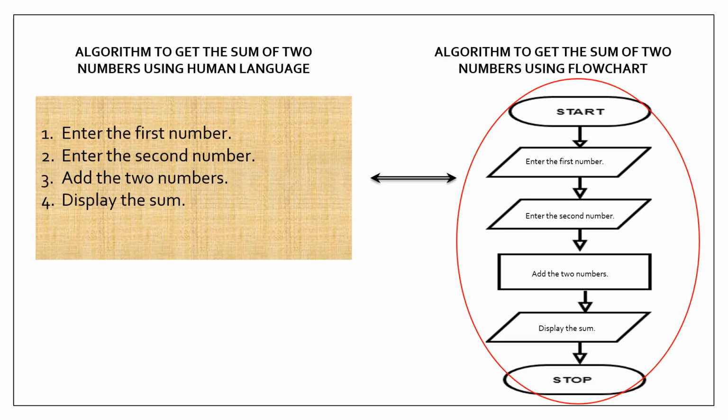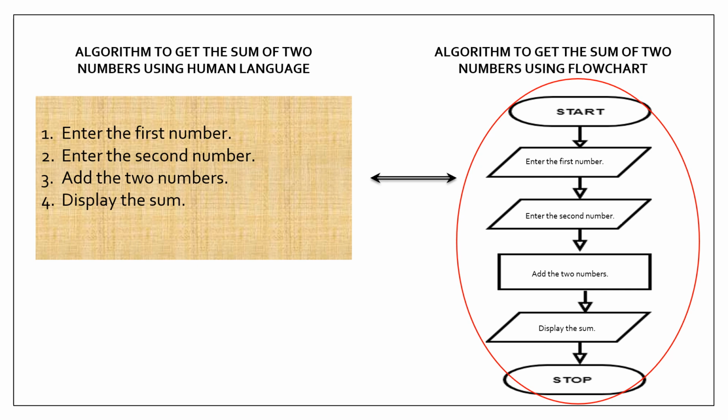Okay, I believe you are already familiar with this given example because I've shown it in the previous video. What you see on the left corner is an algorithm expressed in human language, and what you see on the right corner is an algorithm expressed using a flowchart. As you can see, we need to start the flowchart, and we use an oval for that, and we can label it with the word start, or if you want, you can also label it with the word begin.